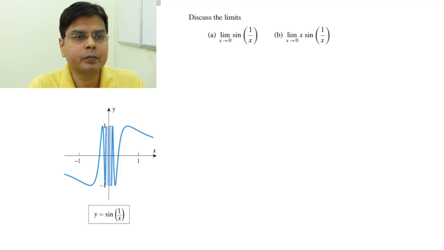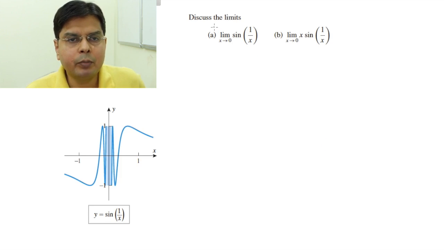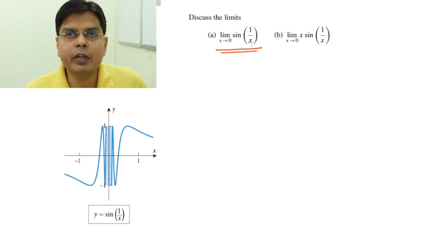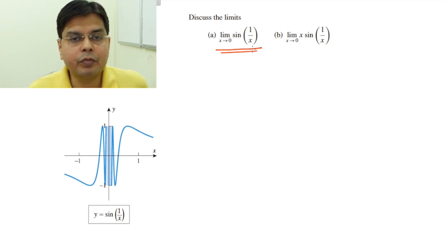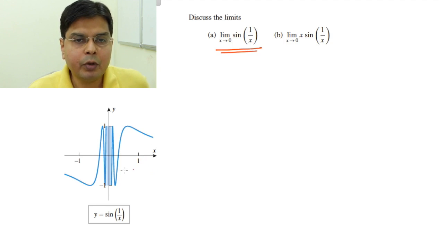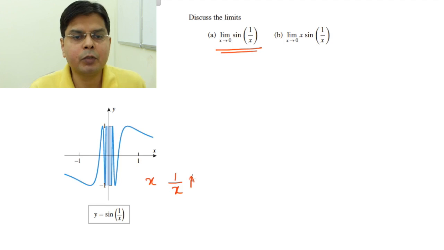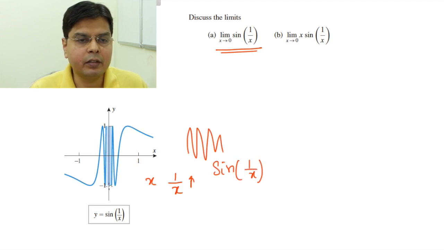Now I will give you another example. Discuss the limit as x tends to 0 of sine 1 by x. Can you say whether this function will have a limit or not? No, this function will not have a limit, because as you go closer and closer to 0, what is happening? This 1 by x is becoming a very large number. And since sine 1 by x lies between plus 1 and minus 1, it will be oscillating like this, you see.